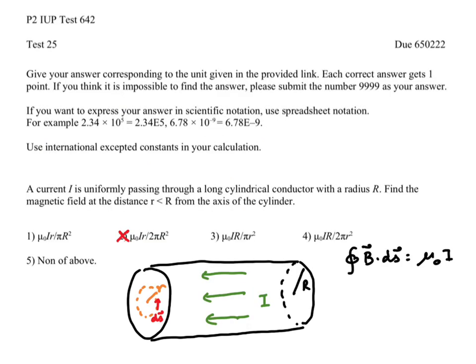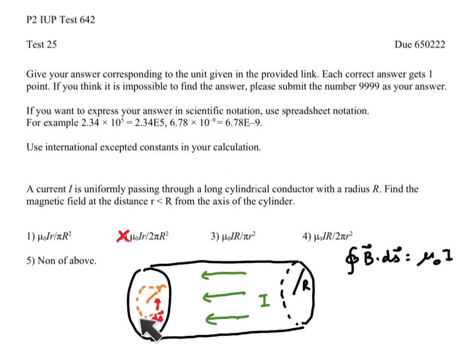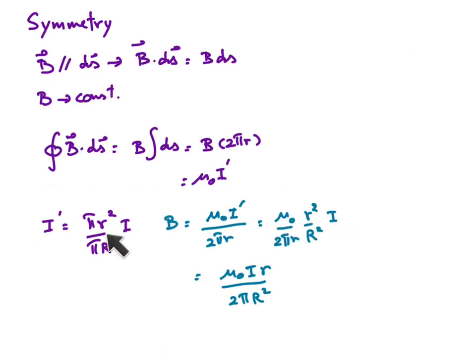Here I prime is the current that passes through the cross-sectional area inside this loop, and we call it I prime. And since we know that the current is uniform, it means that we can calculate I prime from the ratio of the area in this loop to the total area of the cylinder, which is pi small r squared over pi big R squared, times the total current I. This follows the condition of the uniform current.